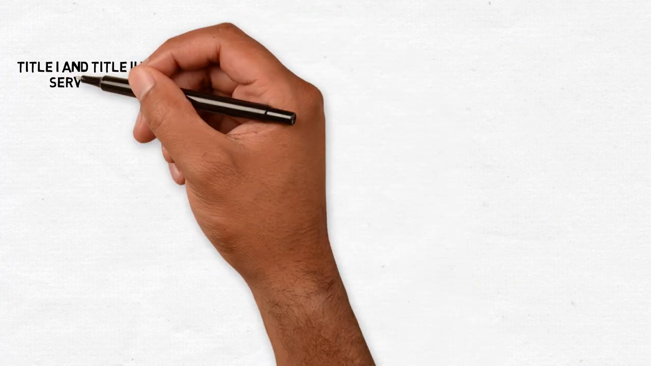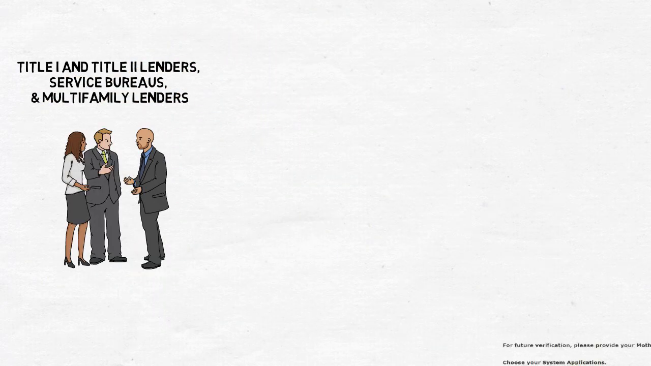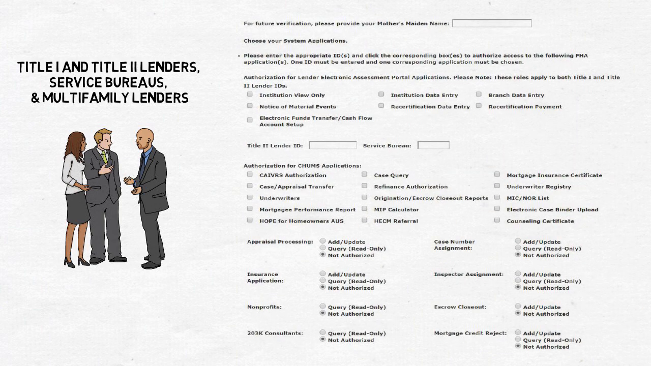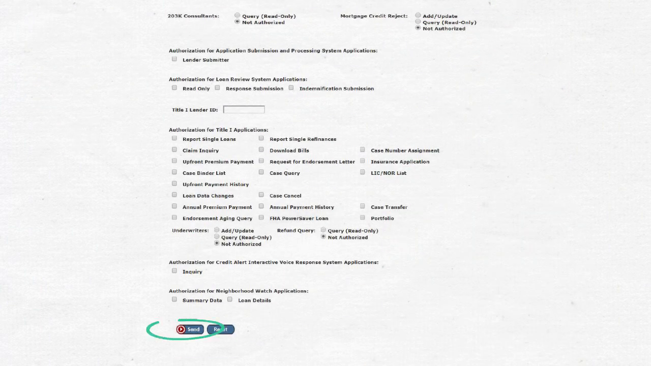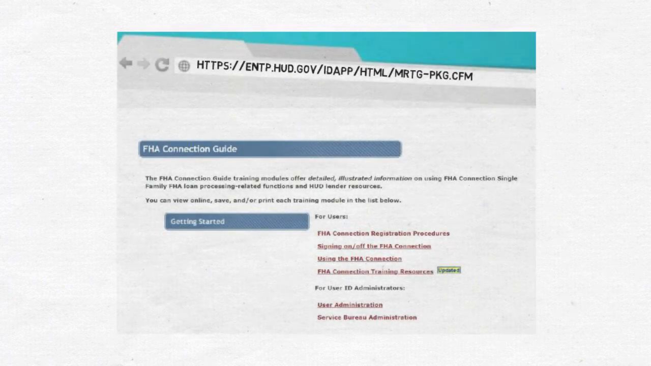Title I and Title II lenders, service bureaus, and multifamily lenders must complete the additional section of the form on system application selection. Press Send when the form is complete. Please refer to the FHA Connection Guide for additional resources on registration.